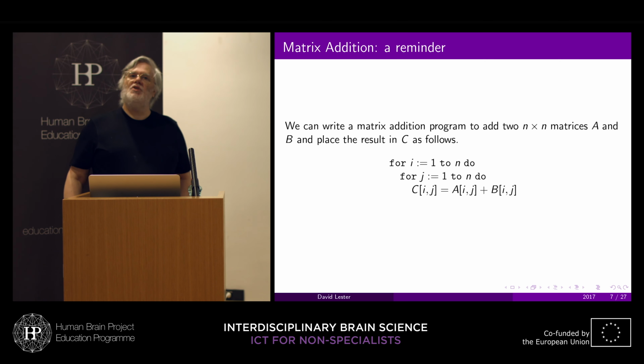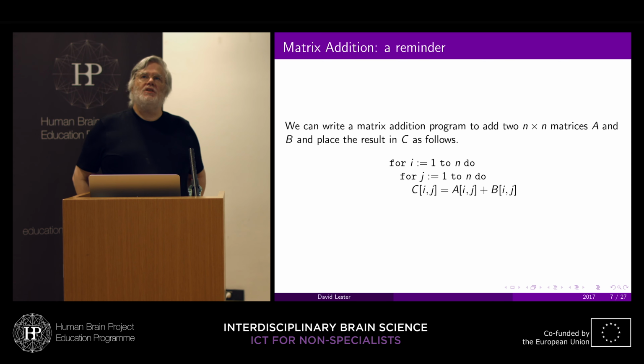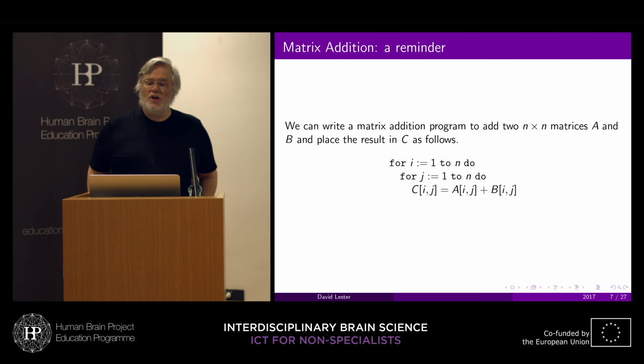So let's have a look at a first program here. We're going to add two matrices together. Matrix A plus matrix B is added together and the result is placed in matrix C. And the structure for doing this is to iterate over first I and then J, do the addition, which is the third line there, and place the result back in C.